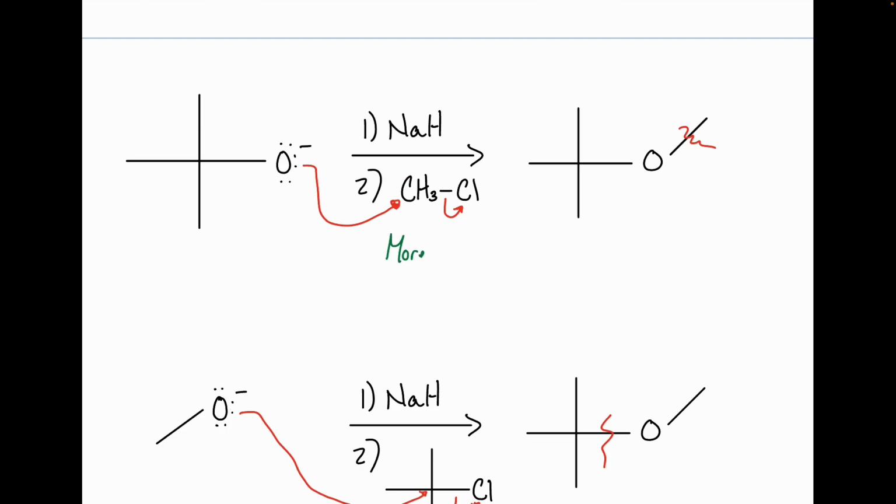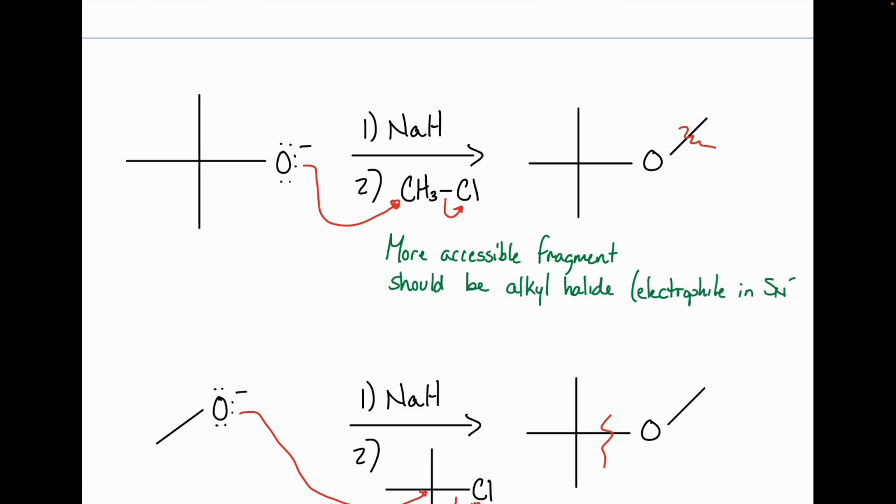So the more accessible fragment should be the alkyl halide, because it's the electrophile in that SN2 step. The more accessible that carbon is, the better it is at being an electrophile. So when we're doing our Williamson ether synthesis, we want to make sure that the chloride fragment or the bromide fragment, the alkyl halide fragment, is the more accessible carbon of the two.